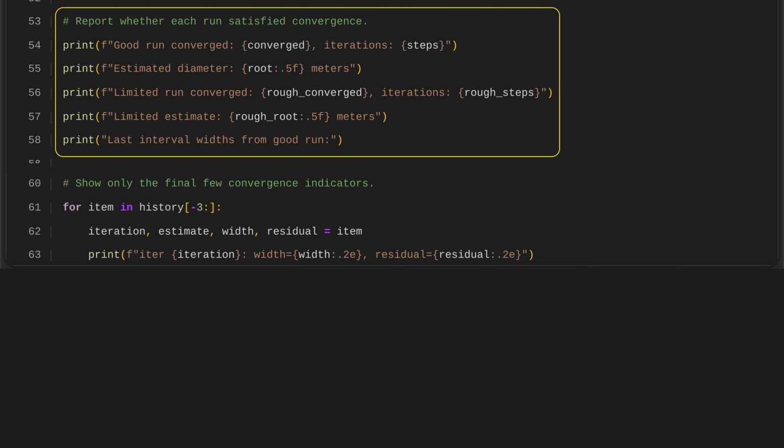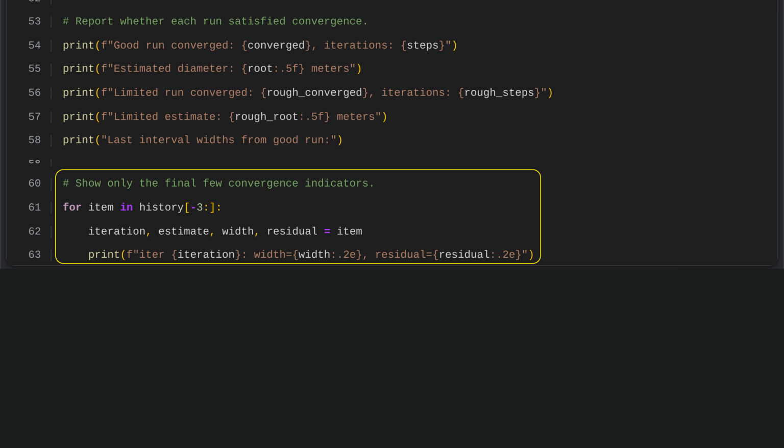The results compare 2 runs of the bisection solver. First, the output reports whether the initial run converged, how many iterations it needed, and the estimated diameter to 5 decimal places. It then reports the same information for a second run with stricter tolerance but fewer allowed iterations. Finally, it shows the last few interval widths from the successful run to illustrate how the solution narrowed near the end. The code summarizes convergence by showing the final few iteration records.